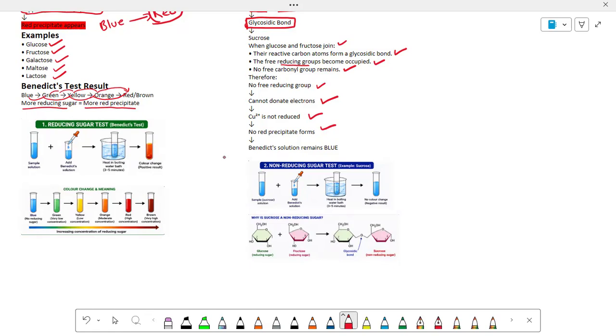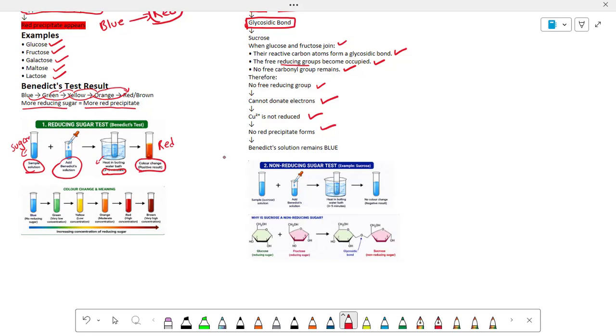Okay. So here I have added some diagrams just to help you visualize how reducing sugar changes the color. You can see here a sample solution, which means it contains reducing sugar. When we add the Benedict's solution to the reducing sugar and then heat it for 3 to 5 minutes in a water bath, this is a water bath, you can see it changes into red. So the color change means it is a positive result.